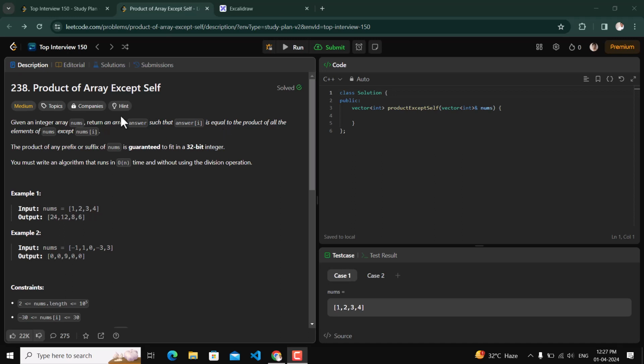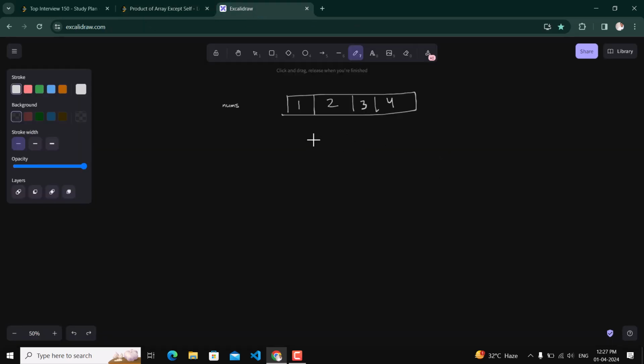Hello friends, so today's question is Product of Array Except Self. What is given in this question is that we are provided with an integer array nums and we need to return an array answer such that answer[i] is equal to the product of all the elements of nums except nums[i] itself.